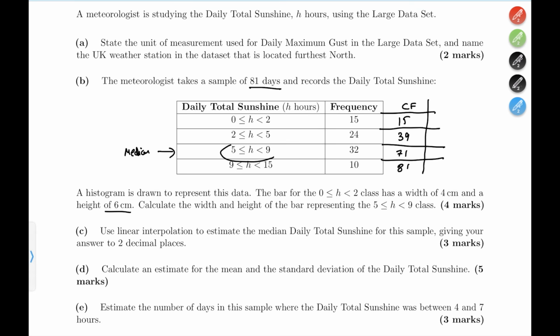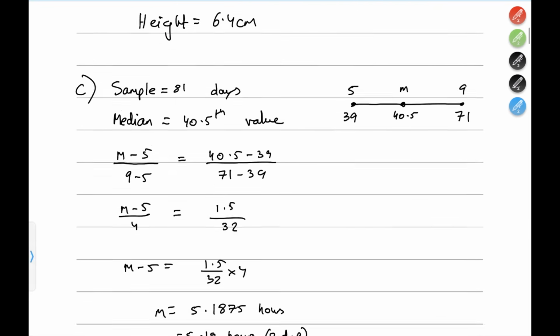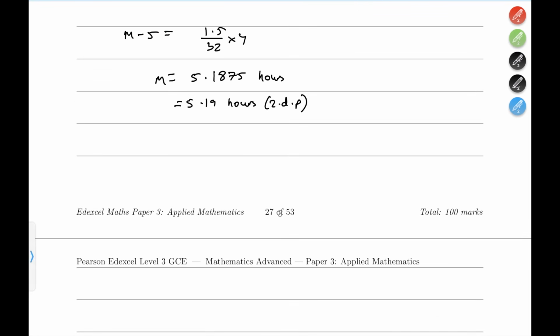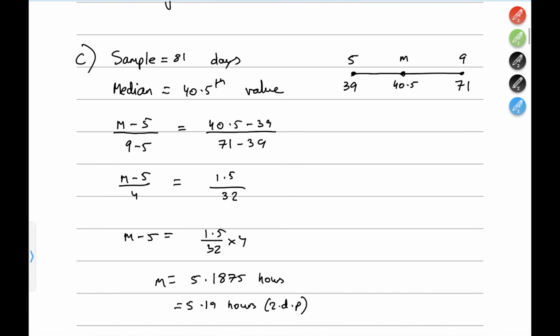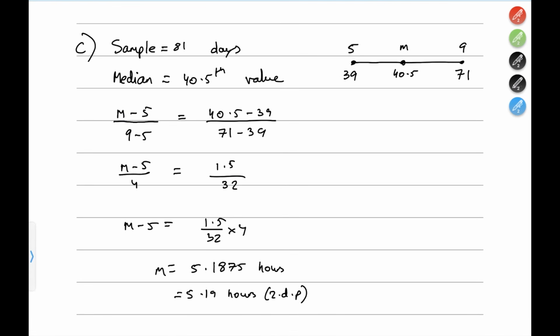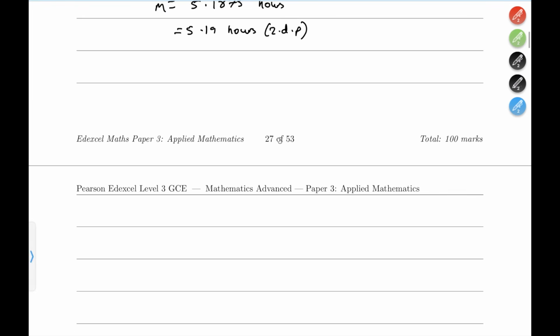So that'll be very close to the beginning of this class. So it'll be much closer to 5 than it is to 9. And that is represented in our answer because we get 5.19. Okay, so hopefully that makes sense. And now we can move on to part D.